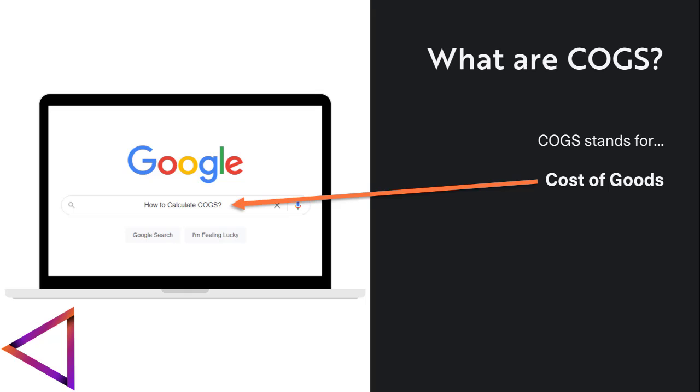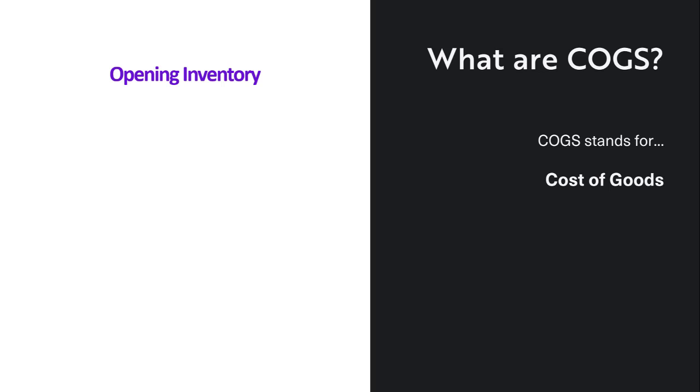So let's break it down. Begin with your opening inventory. While reviewing your financial statements, this is your inventory at the beginning of the period and is represented by the initial dollar amount of product on your shelves. If you're reviewing weekly, this is your inventory at the beginning of the week. If you're reviewing monthly or period-based, this is your inventory at the beginning of the month or period.